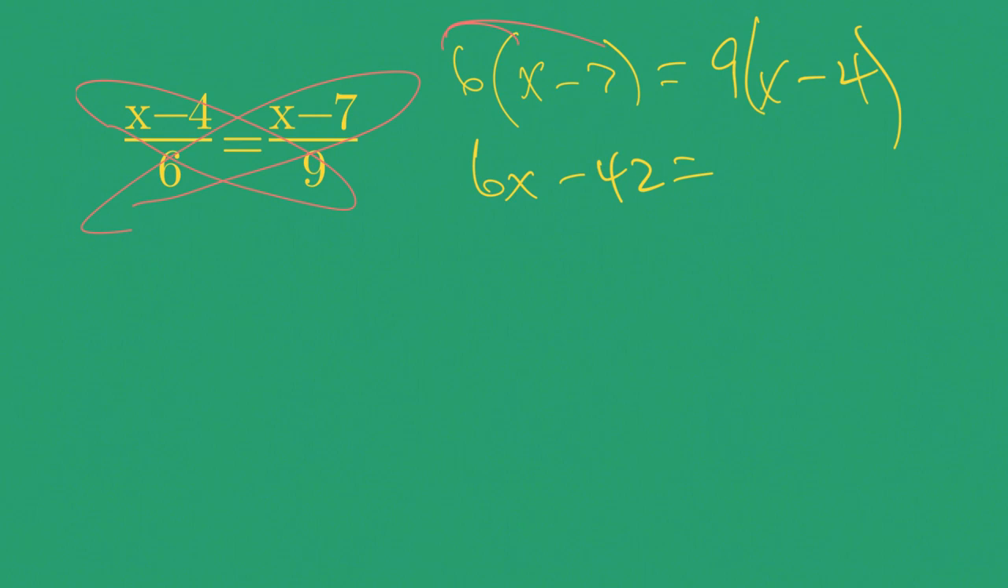How about on the right side? We got to distribute the 9. 9x, and what'd you say? Minus 36. Thank you. Good. 9x minus 36.